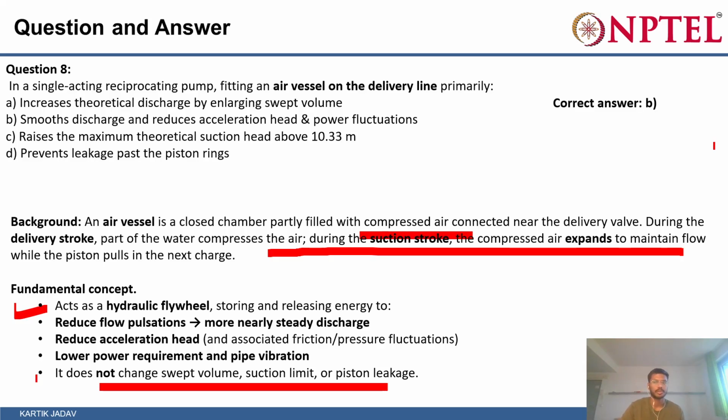The correct answer is option D: discharge smoothly and reduce the acceleration head and power fluctuation.